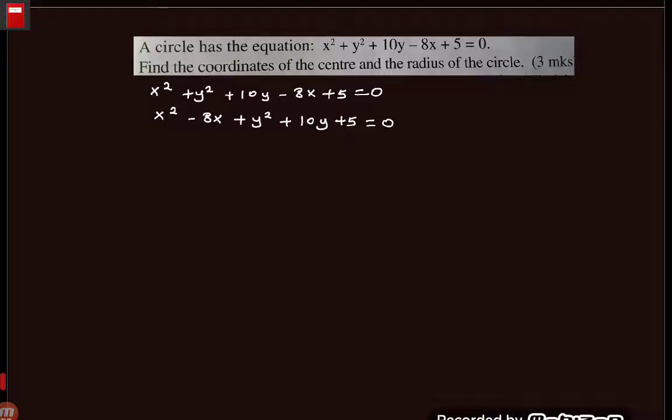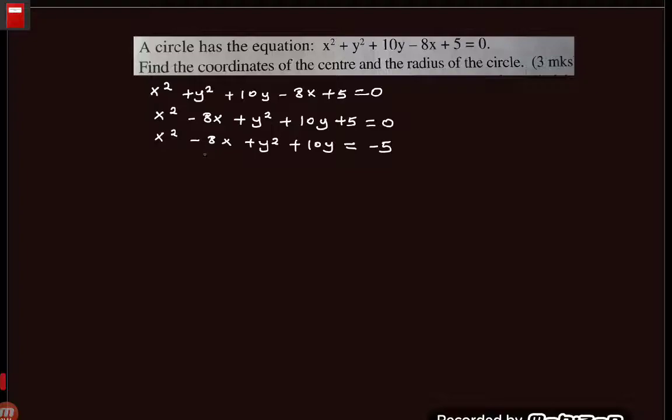To complete the square, we must take the value of 5 to the right hand side, so that to the left hand side we are only remaining with the quadratic equations without c. So we're going to have x squared minus 8x plus y squared plus 10y is equal to negative 5.